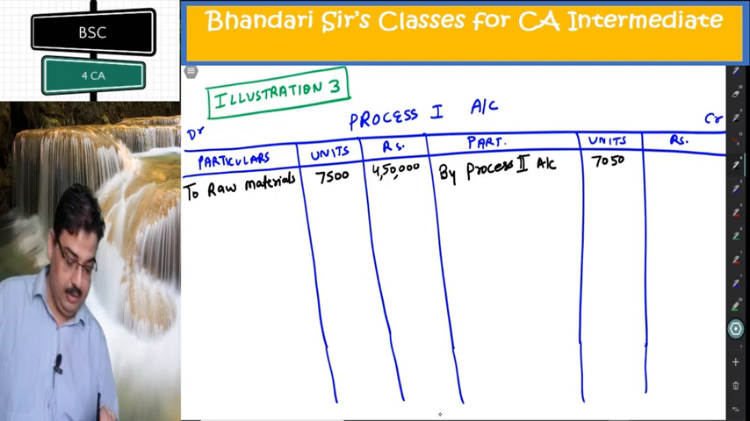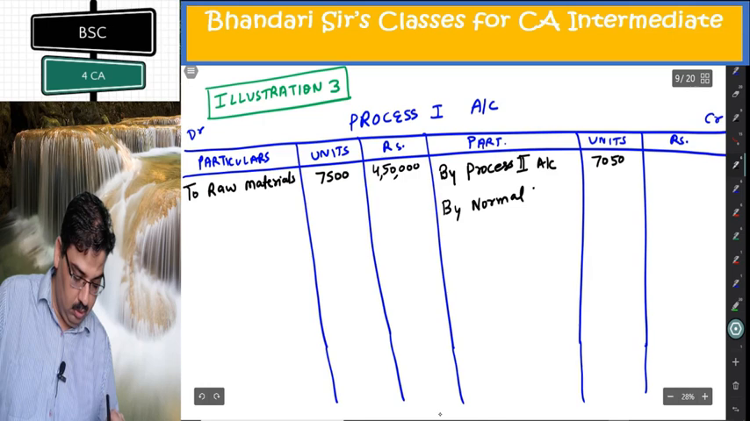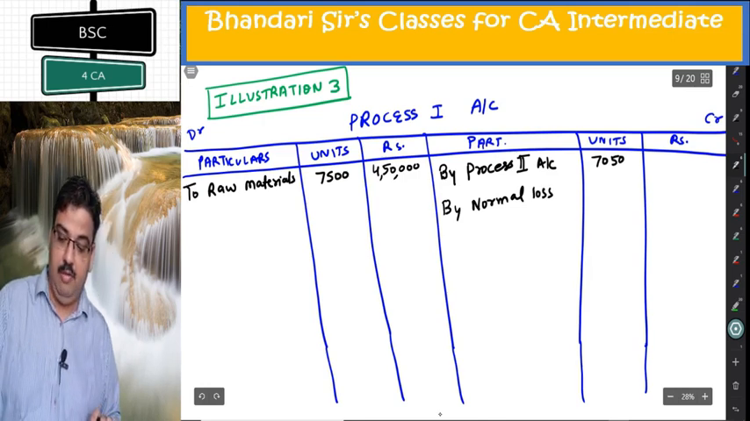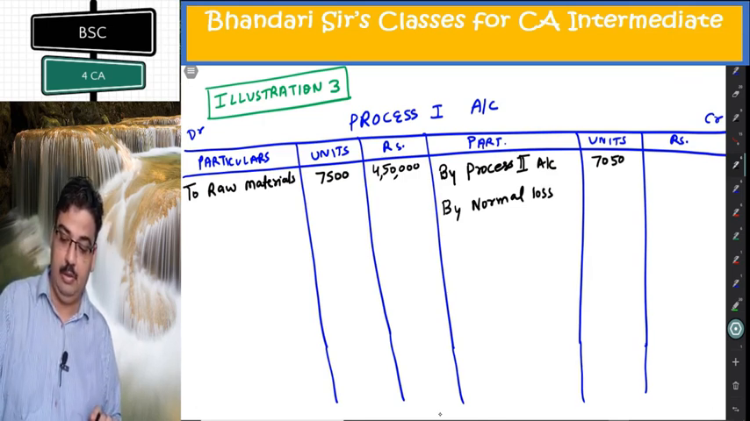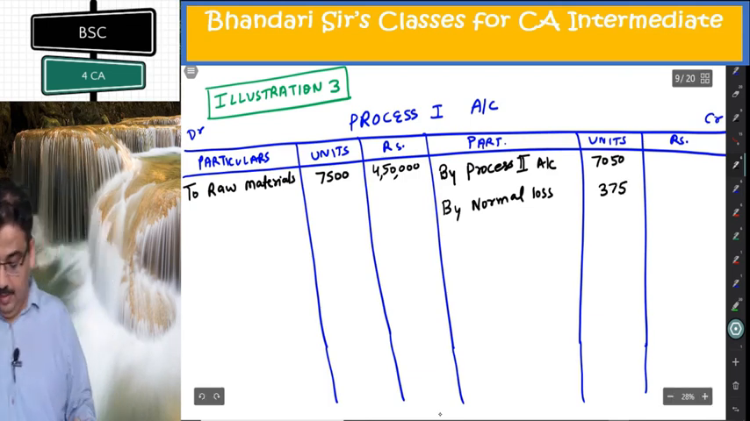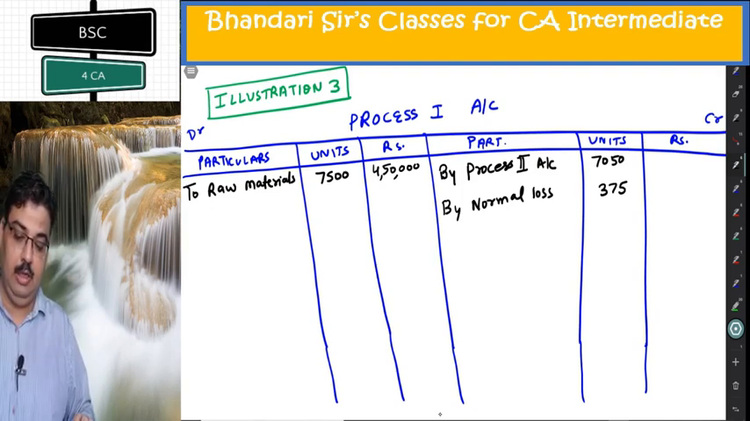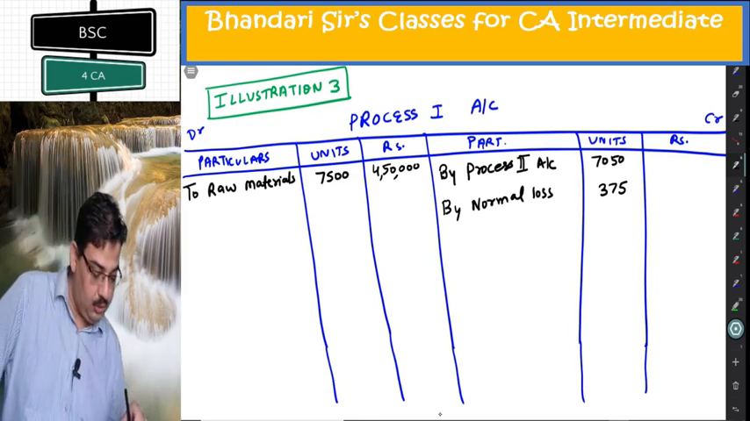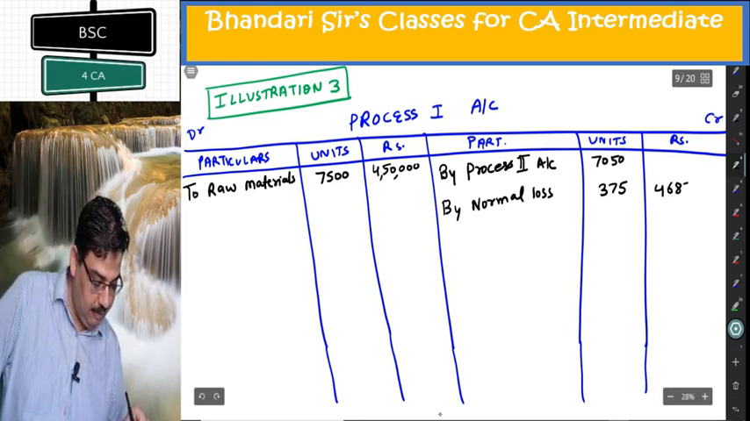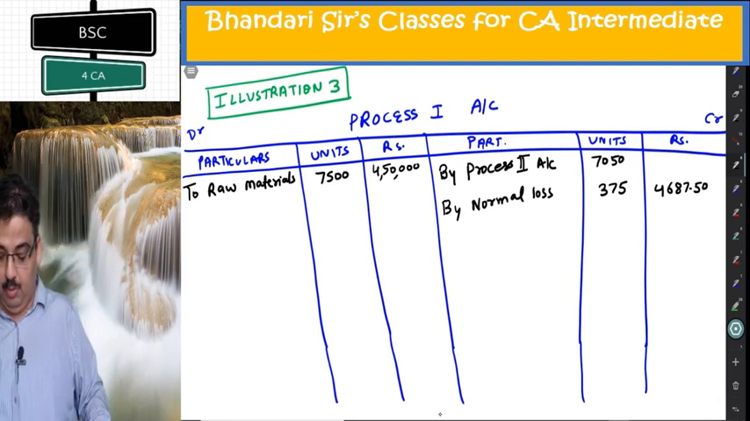Normal loss 5%, by normal loss, 7,500 into 5%. I get 375 units. Then for this normal loss, scrap is given at the end of this table, 12.50 per unit. This into 12.50, you get 4687.50. This is the scrap value of normal loss, 12.50 per unit.